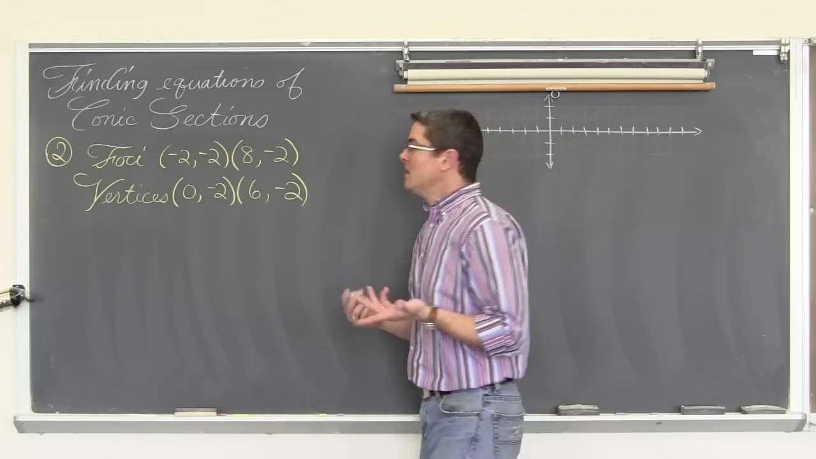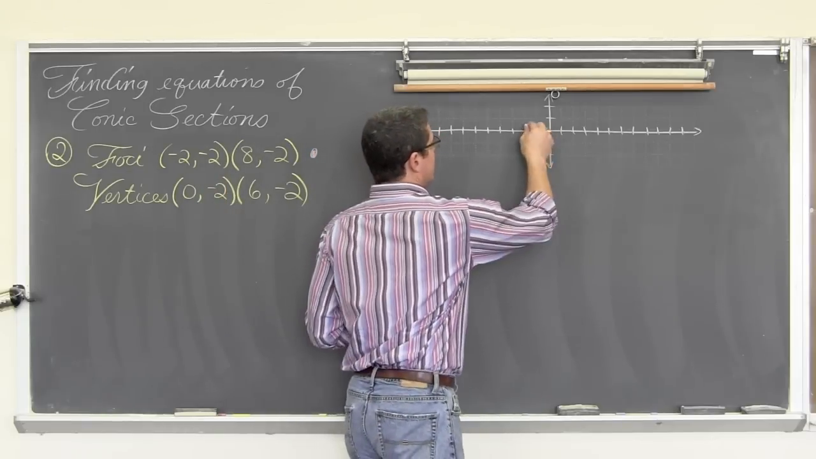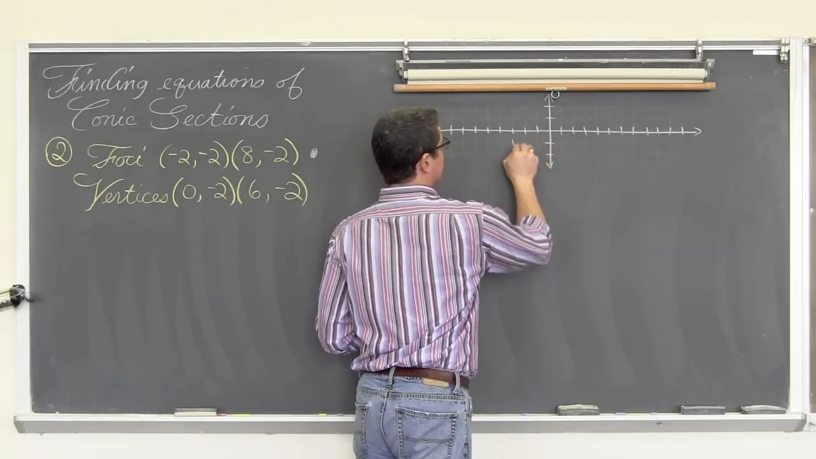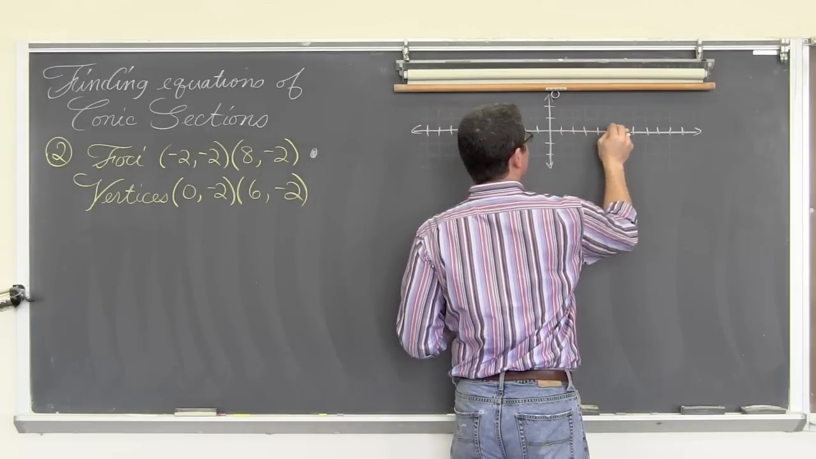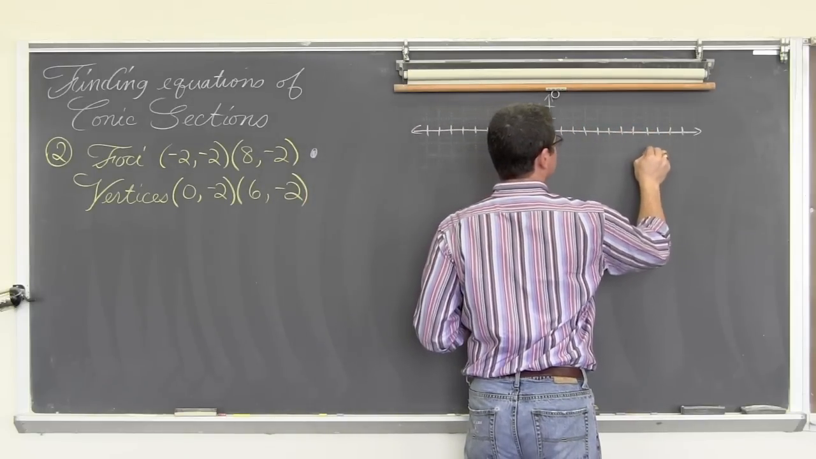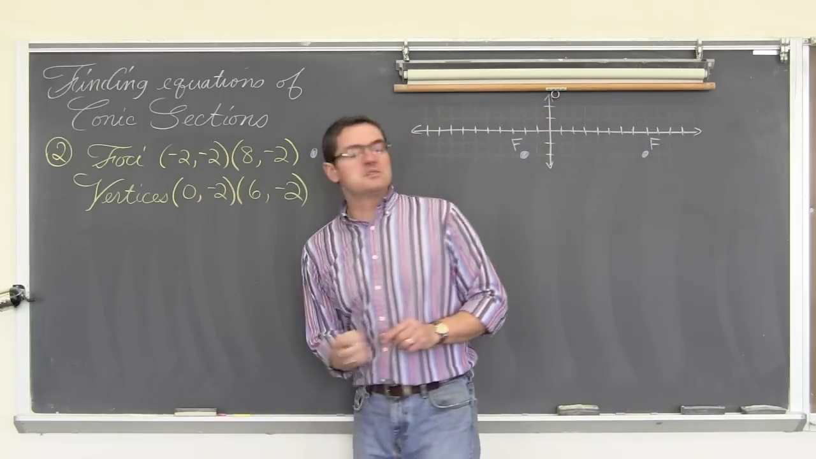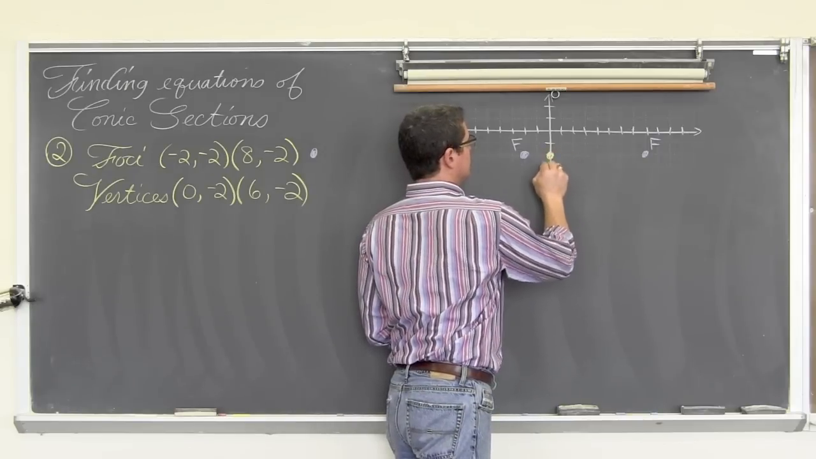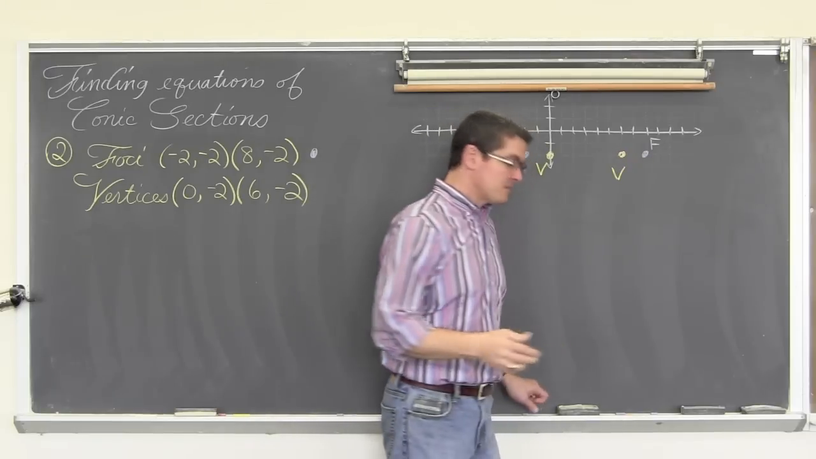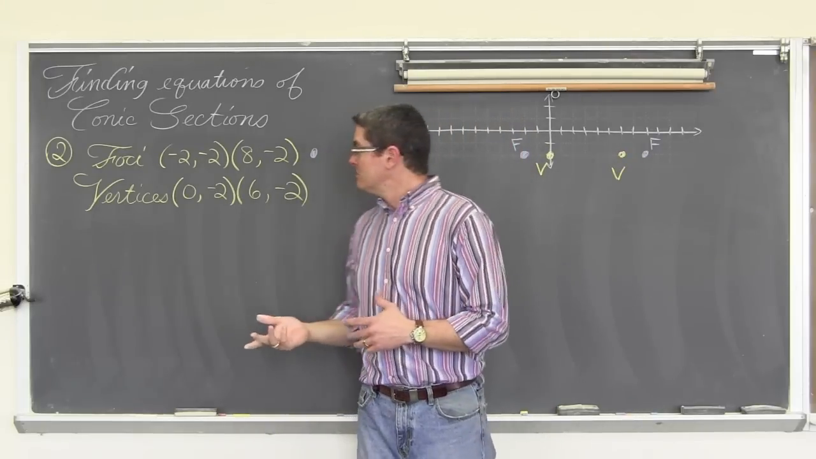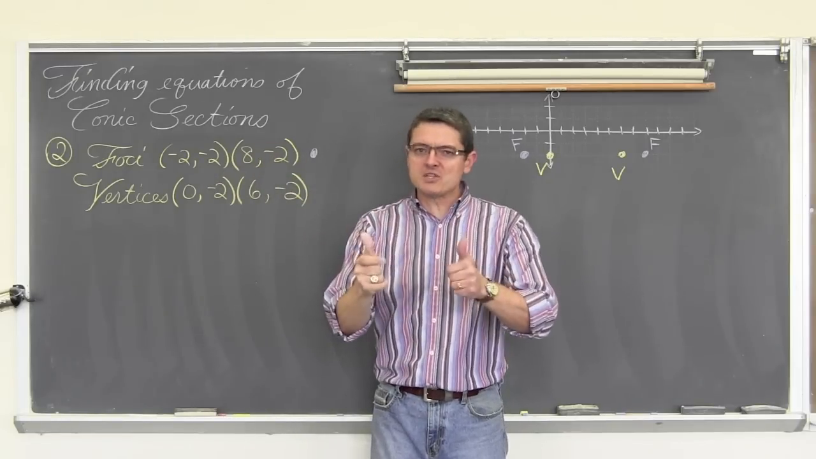I wasn't told. So again, let's do the focus points in purple, negative 2, 2. And again, you might even notice these numbers sound very familiar. I did that on purpose. 8, negative 2. So 1, 2, 3, 4, 5, 6, 7, 8, negative 2. And my vertices, again I'll do this in yellow, 0, negative 2. And 6, negative 2. So, same type of information. Focus and vertices. And all the same numbers, but I've switched them.